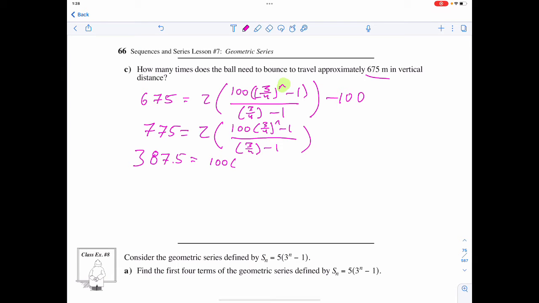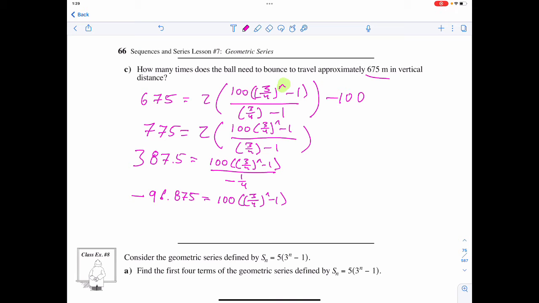100 times 3 over 4 to the power of n minus 1, all divided by 3 over 4 minus 1, which would be the same as negative 1/4. If I need to multiply both sides by that negative 1/4, then I'm going to get negative 96.875 is equal to 100 times 3 over 4 to the power of n minus 1.